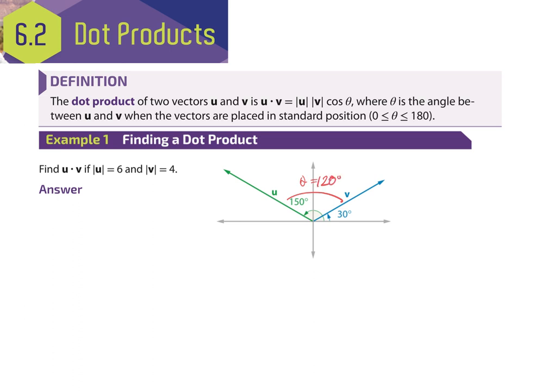All right. And then I'm just going to plug it into this formula. I'm going to say the magnitude of u times the magnitude of v times the cosine of my theta. And I actually think this works out perfectly because cosine of 120 has a beautiful little thing. It is negative because cosine of 120 is going to drop you off in the second quadrant, right? So it is going to be a negative right there. But you should get 6 times 4 times negative 1/2, and that gives you negative 12. That is your dot product.